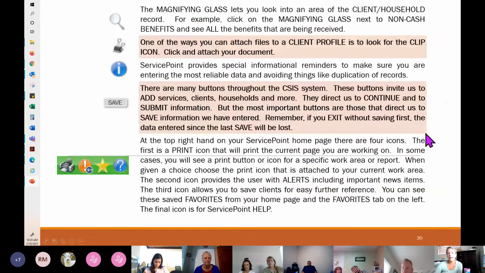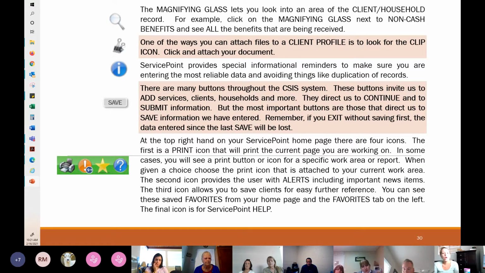Okay, the magnifying glass lets you look into an area of the client household record. For example, click on the magnifying glass next to non-cash benefits and see all the benefits that are being received. The paperclip is how you attach documents to the client profile. For instance, on your universal ROI tab, you will be adding your scanned documents using your paperclip.